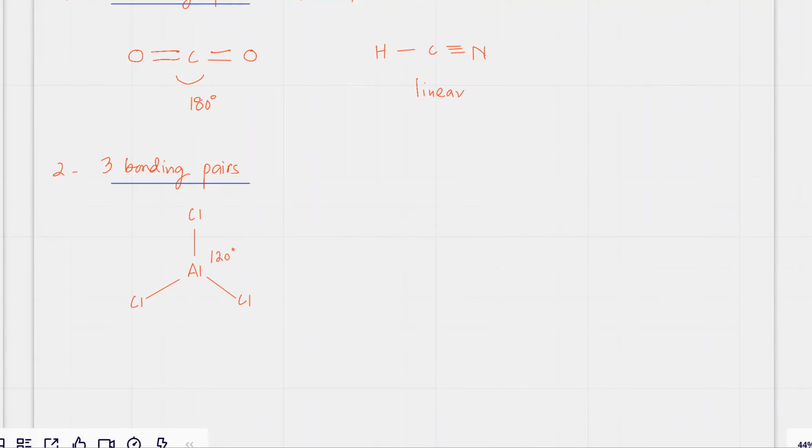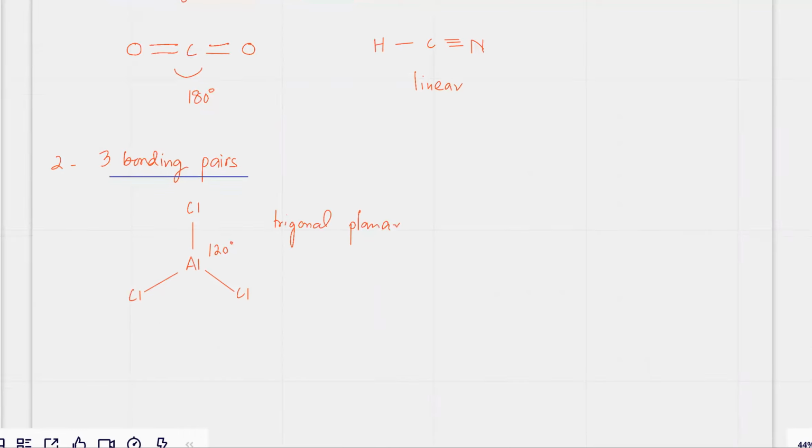The name of the shape, which we are calling fan shape, is actually trigonal. It's known as a trigonal planar shape. And it's a flat two-dimensional shape. If you look at any fan, it's completely flat. It's a two-dimensional shape that's known as trigonal planar. So that's one. But there's a variation for this as well.